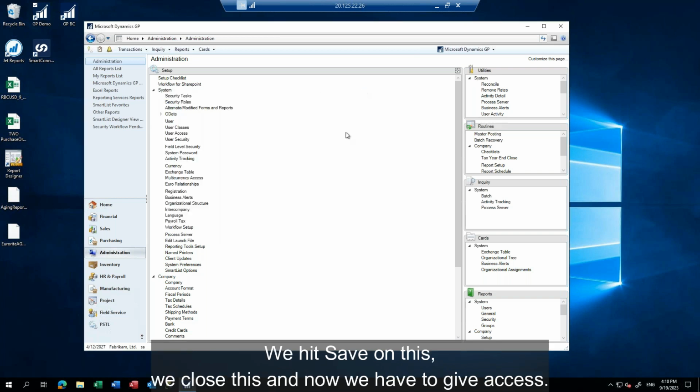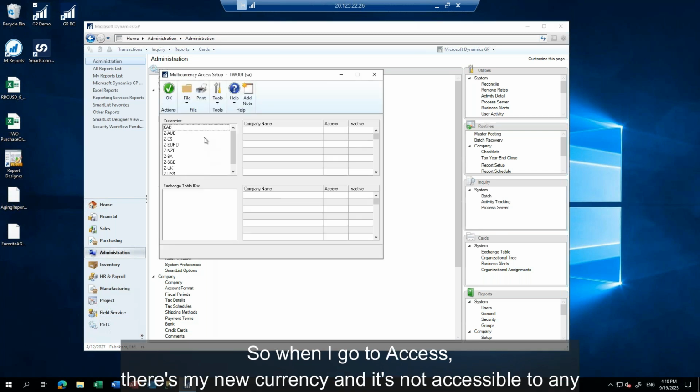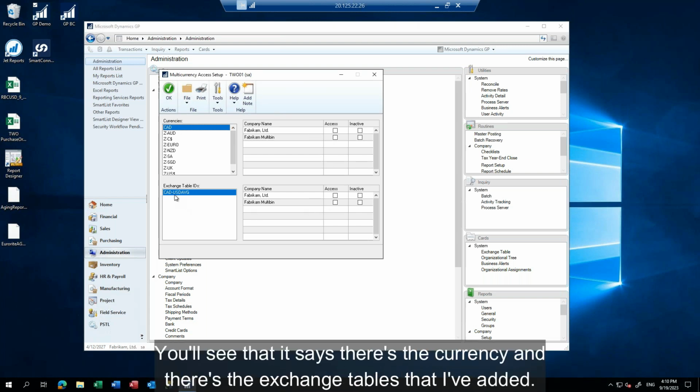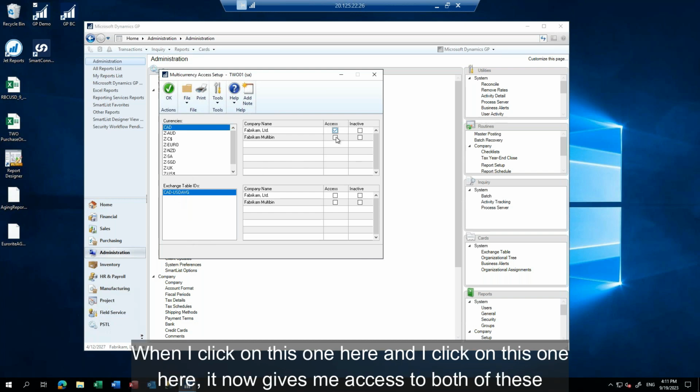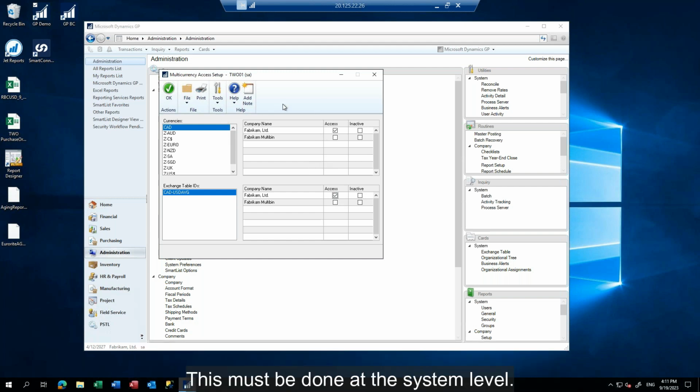We close this. And now we have to give access. So when I go to access, there's my new currency, and it's not accessible to any of my companies at this point. You'll see that it says there's the currency, and there's the exchange tables that I've added. When I click on this one here, and I click on this one here, it now gives me access to both of these inside the currency. This must be done at the system level.